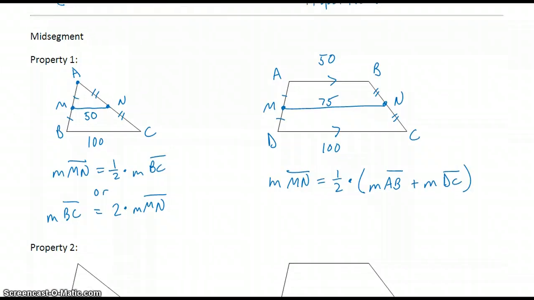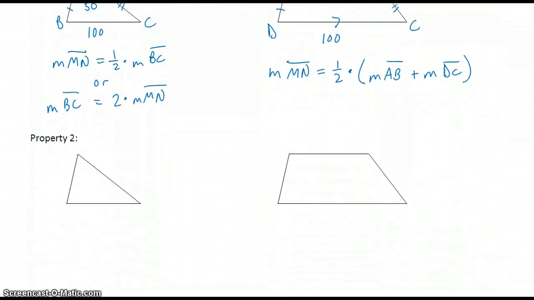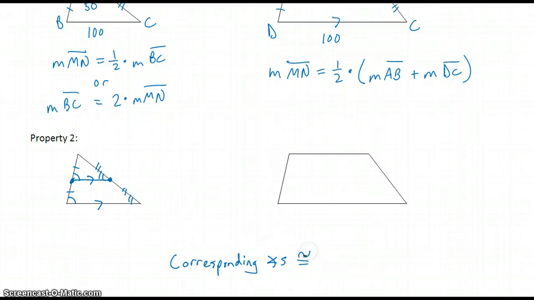The second property of a midsegment. If we have the midsegment of a triangle, it is parallel to the opposite side, which means that we have some congruent angles. Well, these angles are congruent because they are corresponding. So in our midsegment, our corresponding angles will be congruent.